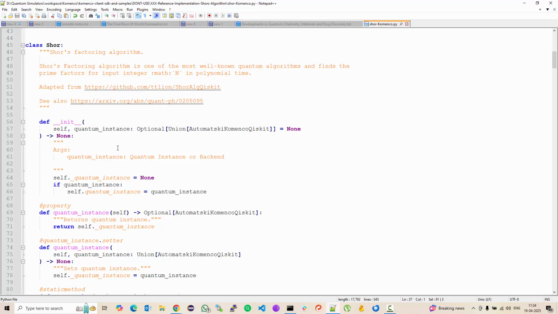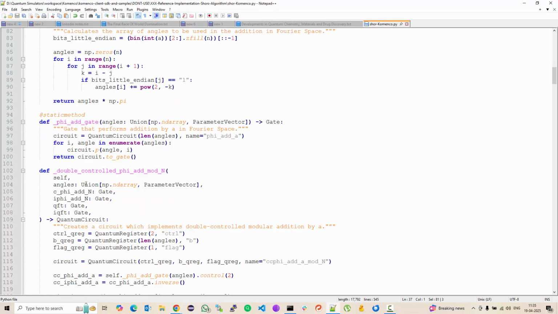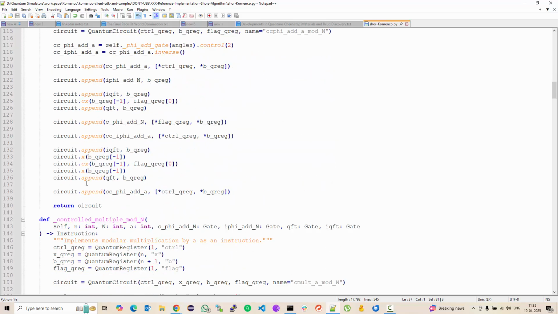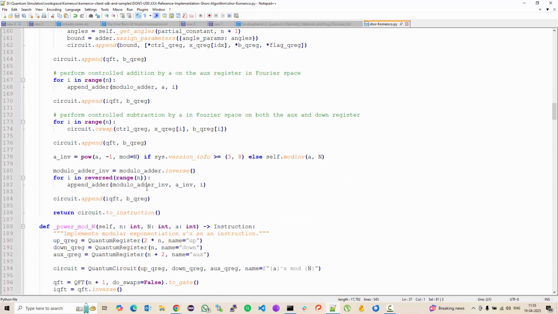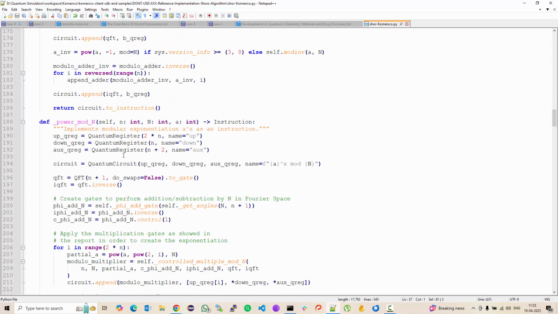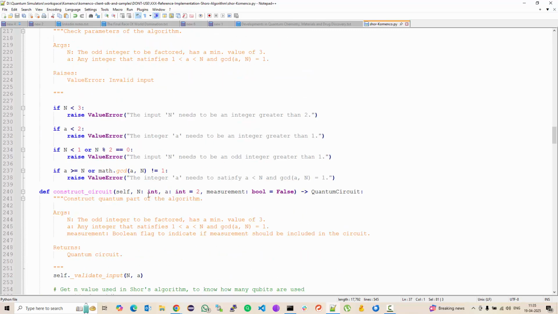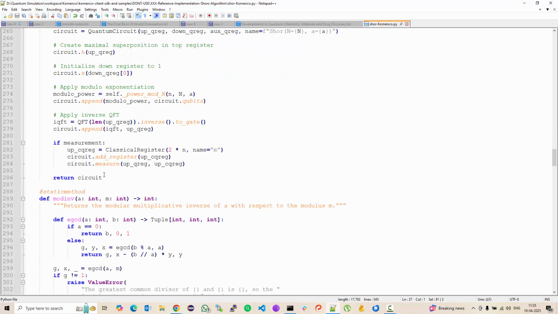So this is a Shor's factoring algorithm, and you are getting angles and gates because you need to construct a quantum Fourier transform and inverse quantum Fourier transform. So you're doing all this, and this is the code. And you need to calculate power of modulus n, etc. So this is what it does, and some validation. You construct the circuit here. You can see the QFT, etc., inverted and then converted into a gate, appended, etc.